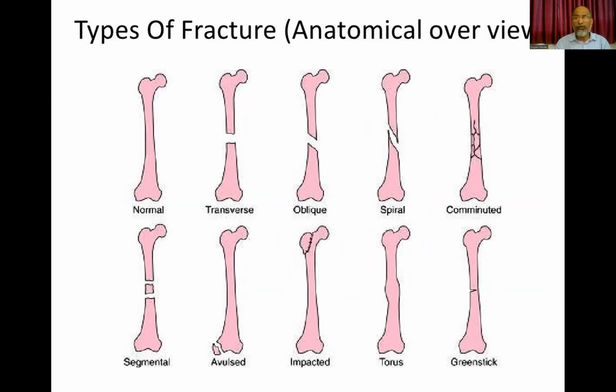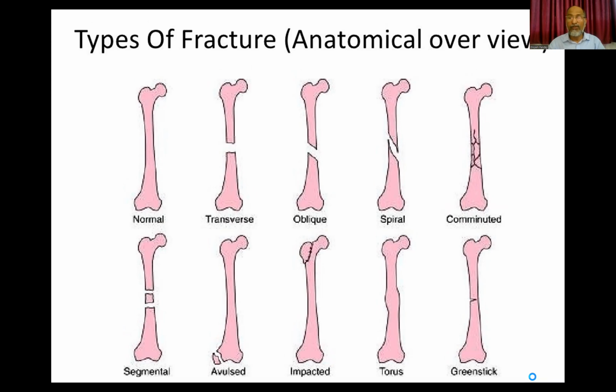Then we have seen the comminuted fracture, where the fracture fragments are more than two, and there are multiple fracture pieces, and that is called comminuted. Now, the comminution may be high comminution or low comminution. When the fracture fragments are more than three, it is highly comminuted, and when it is less than four, it is low comminution.